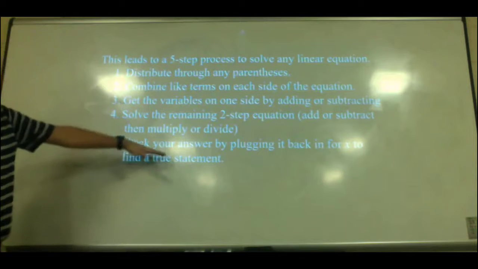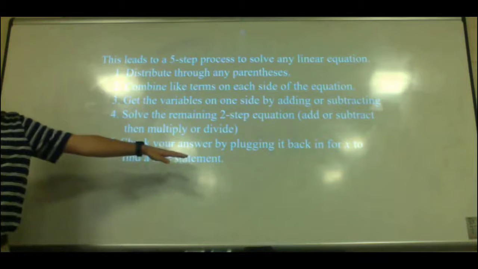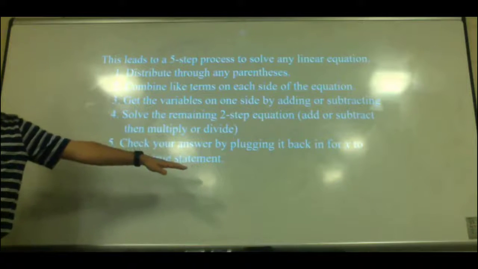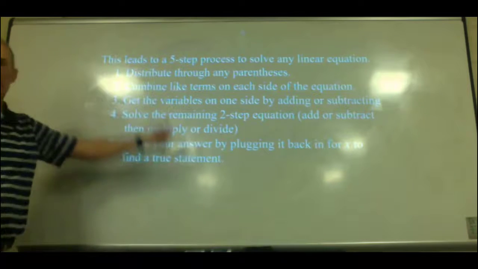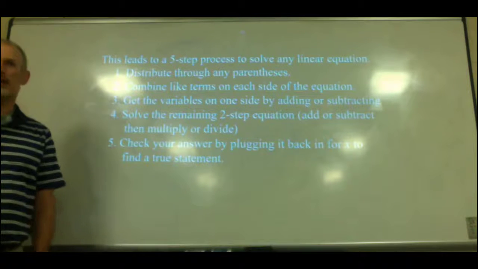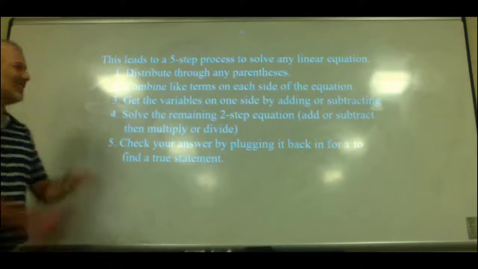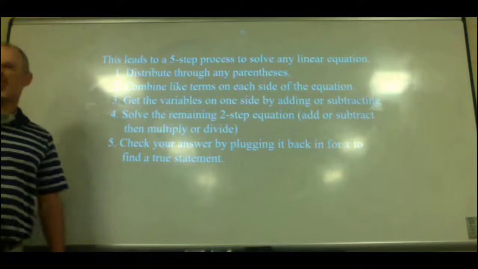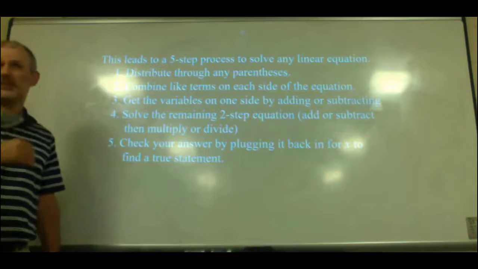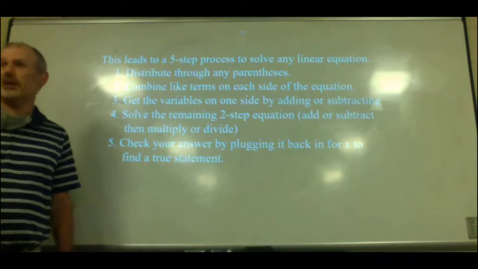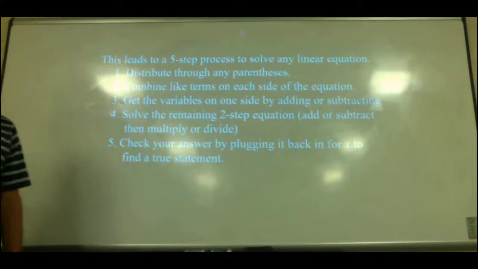And then finally, just like we've done a couple of times, didn't do it every time, but you could, check your answer by plugging it back in for the x to figure out if it's a true statement or not. Okay, and again, that's nothing you have to memorize. That's just what we've been doing. So if it helps you remember to go through these steps, that's fine, but that's what we've been doing each time.